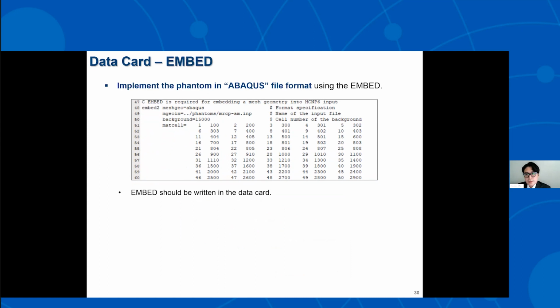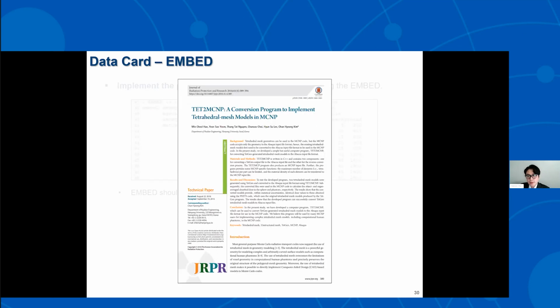The MCNP supports the tetrahedral mesh geometry in Abaqus file format, not in element and node file format. So the phantoms in Abaqus file format were generated and already included in the phantoms folder. For your reference, the Abaqus file can be generated by using the element and node files using the TET2MCNP program.